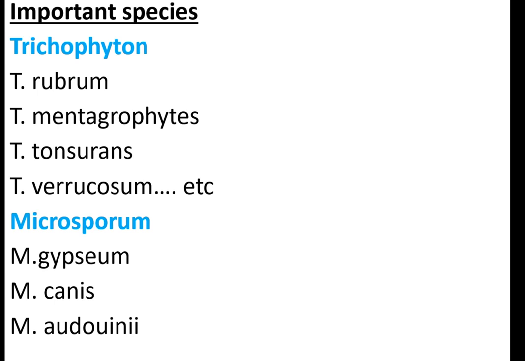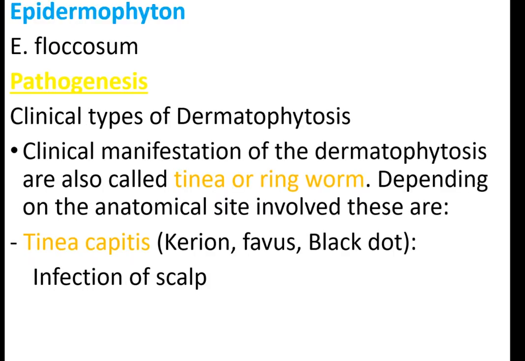Coming to the important species, Trichophyton has four medically important species: Trichophyton rubrum, Trichophyton mentagrophytes, Trichophyton tonsurans, and Trichophyton verrucosum. In Microsporum, you have Microsporum gypseum, Microsporum canis, and Microsporum audouinii. Coming to Epidermophyton, you have Epidermophyton floccosum, which is the most commonly isolated and medically important species of Epidermophyton.